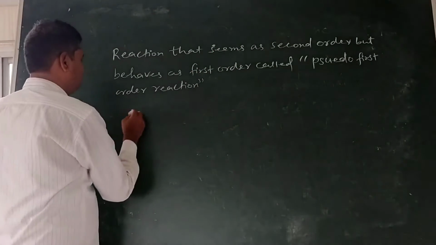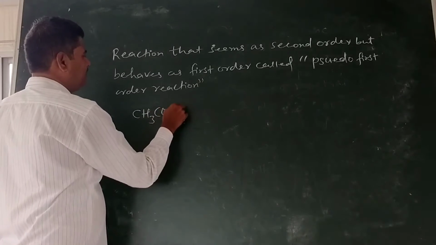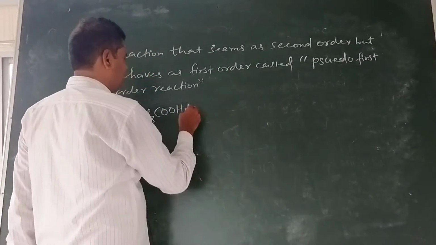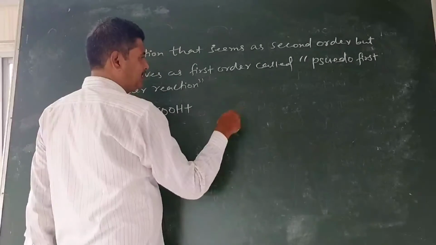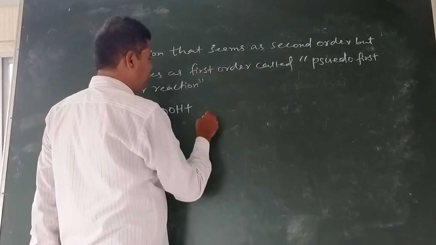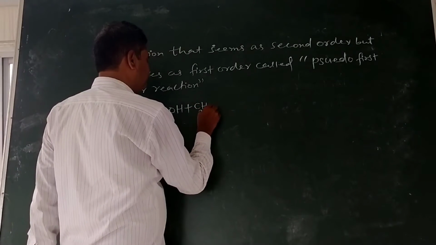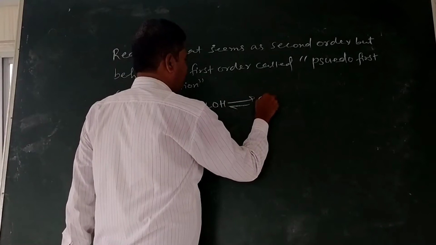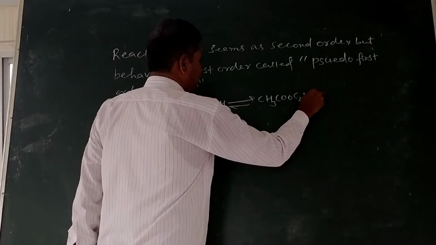For example, esterification, in which ester is obtained when acid and alcohol are mixed to each other. Ester and water are obtained, and the reaction is reversible. This is known as esterification. Ethyl acetate, that is ester.